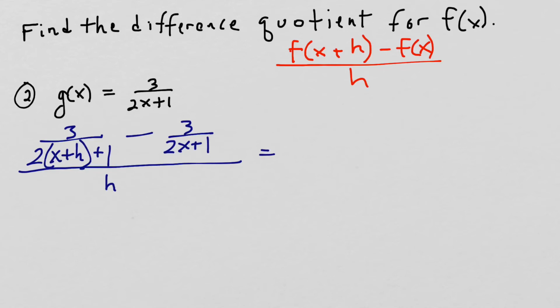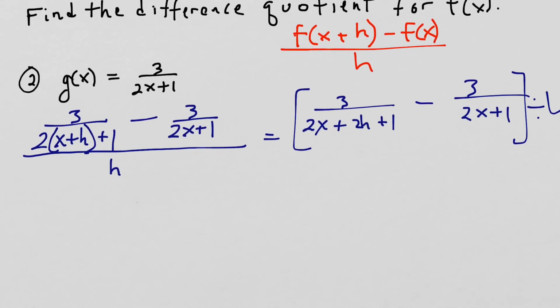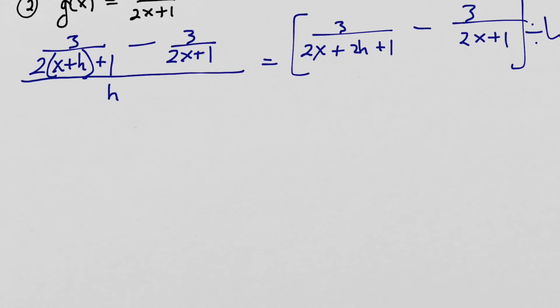So on the top, let's see what that is. I've got 3 over 2x, so I'm going to distribute here, plus 2h plus 1, minus 3 over 2x plus 1. Now we have this divide by h, but let's just do that last so that we don't have to carry that with us while we're doing this algebra. Scoot that up a little bit.